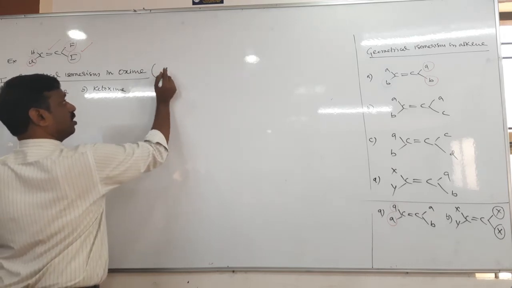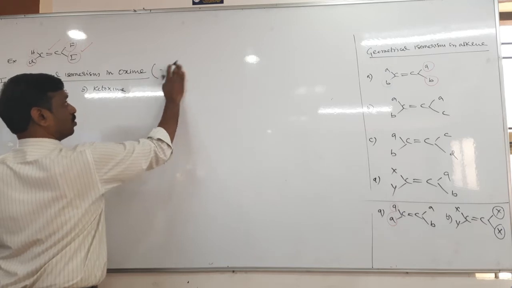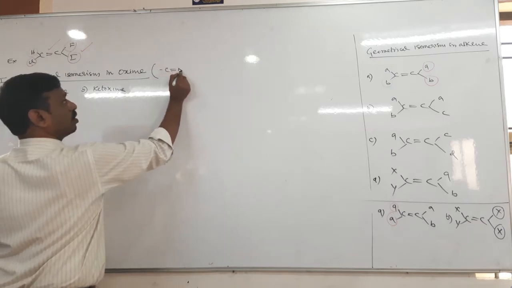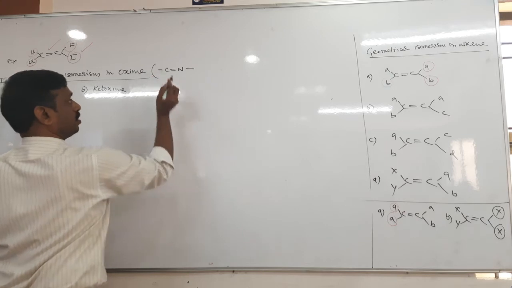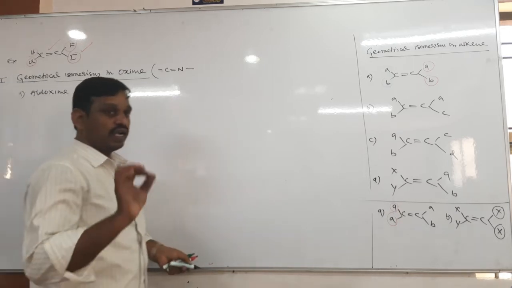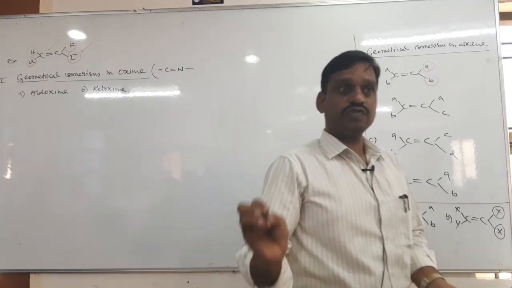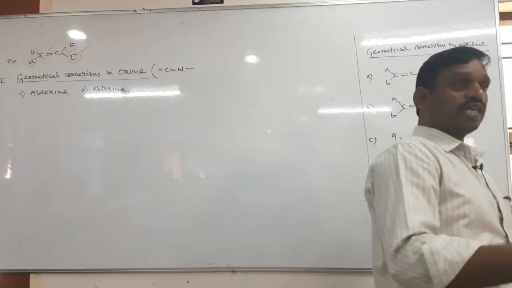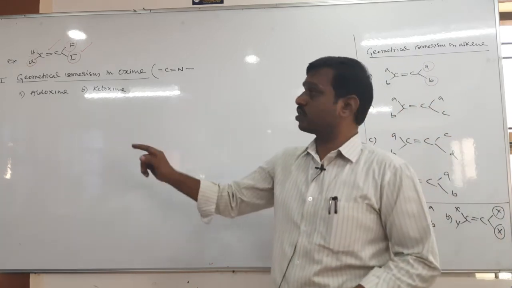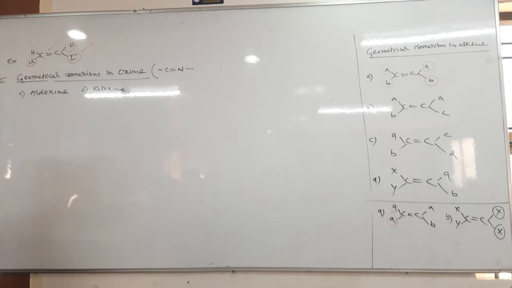And in an oxime, what is the bond? There is an N. C double bond N. This bond will be there. Do you remember how you get aldoxime and ketoxime? Aldehyde reacts with hydroxylamine to form aldoxime. Ketones react with hydroxylamine to form ketoxime. So in the aldehyde and ketone topic you will get this.